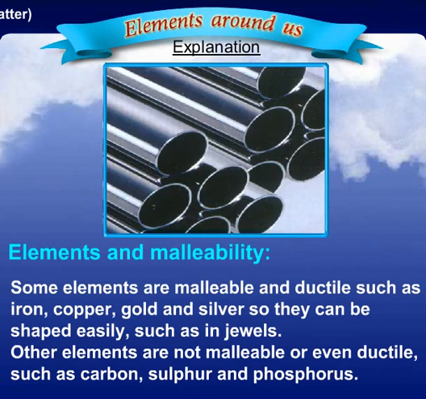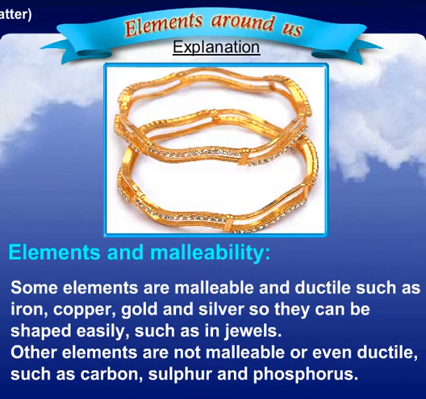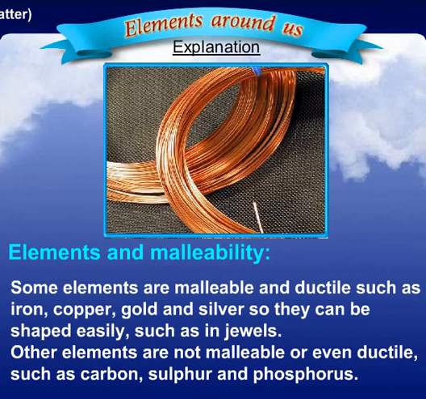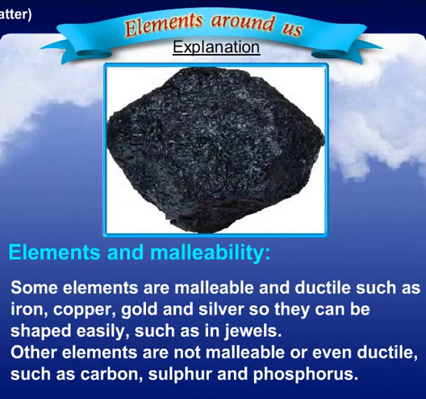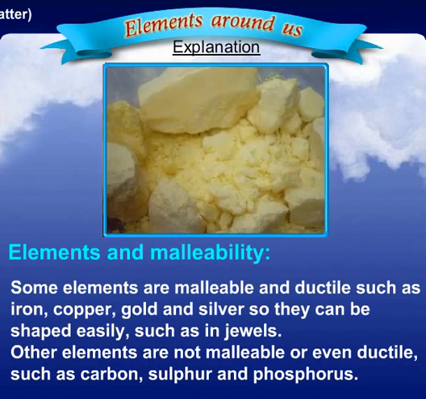Elements and malleability. Some elements are malleable and ductile, such as iron, copper, gold, and silver, so they can be shaped easily, such as in jewels. Other elements are not malleable or even ductile, such as carbon, sulfur, and phosphorus.